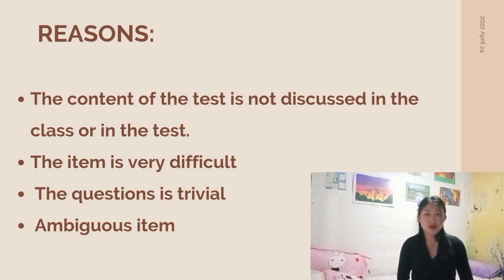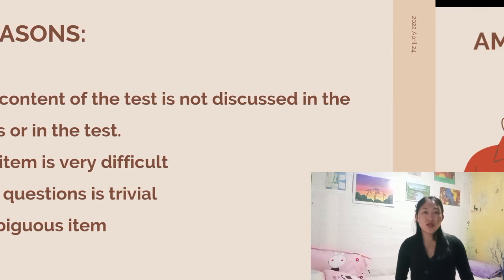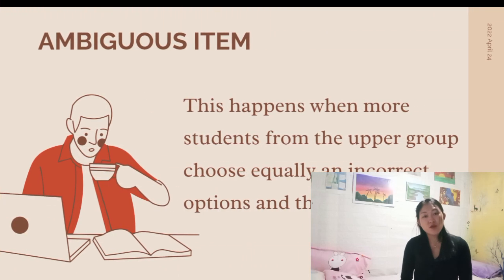Next is ambiguous items. This happens when more students from the upper group choose equally among the incorrect options and the keyed answer. So that's an ambiguous item.